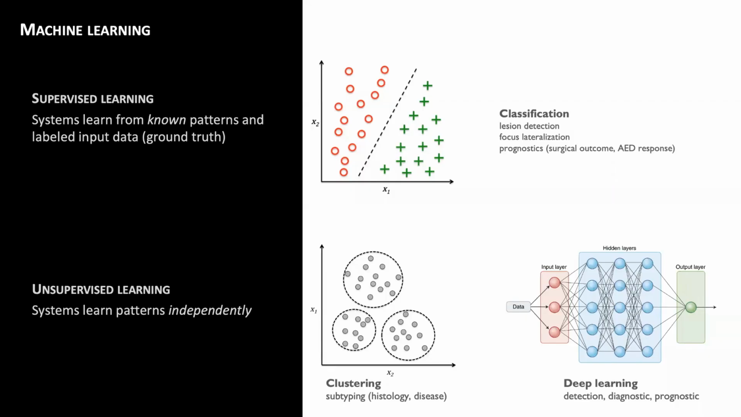Machine learning is broadly divided in two groups. Supervised learning, in which systems learn from known patterns and labeled input data. Typical examples are classification tasks, which include lesion detection and prediction of clinical outcomes. The second group refers to unsupervised learning, in which machines are self-taught, meaning that they learn patterns independently. Typical examples include clustering to find disease subtypes and deep learning, which can also be used for lesion detection.